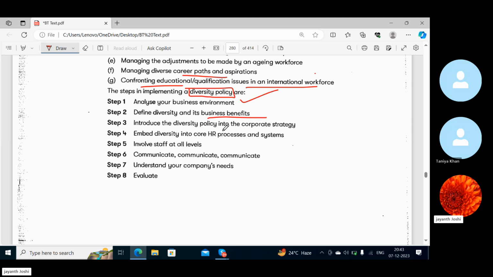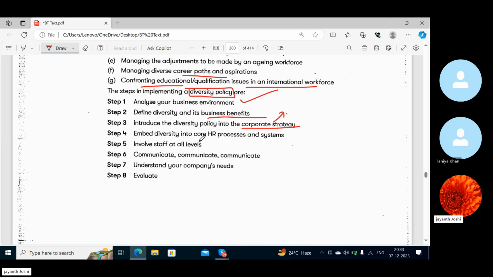Introduce the diversity policy into the corporate strategy. Corporate strategies should be seen in a broader sense. It's not only that you want to earn profits, but you want to give good quality goods to customers. You want to maximize the profit of shareholders, which is one part of corporate strategy. You want to comply with all the rules and regulations. So I've given some two or three points.